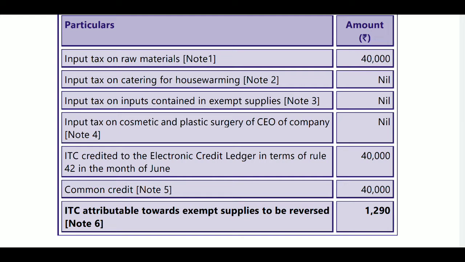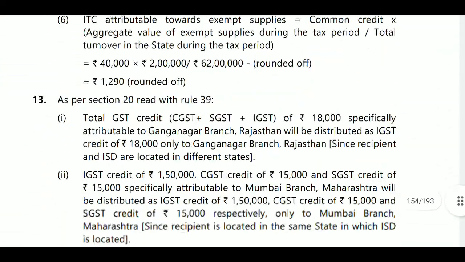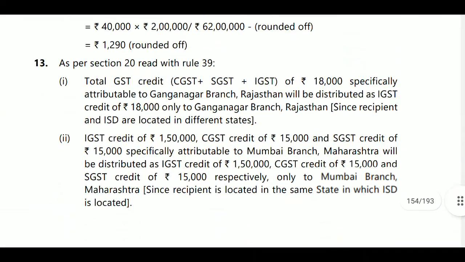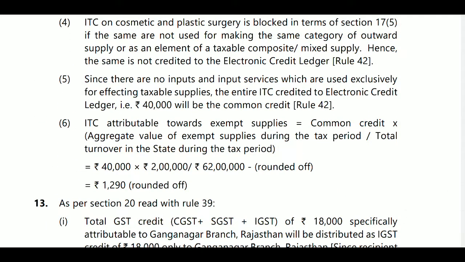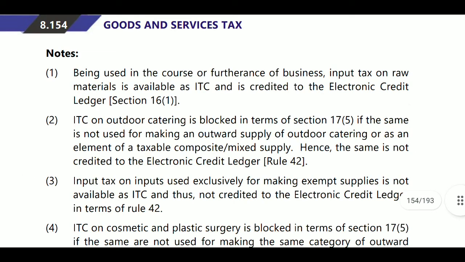This is treated as common credit, and ITC attributable to exempted supplies to be reversed, that is 1,290. How we will get the 1,290? Based on this, see with answer 12th, 40,000 common credit into 2 lakhs will be the exempted turnover. That total turnover will be 60 lakhs plus 2 lakhs, that is 62 lakhs. 1,290 to the extent of exempted will be deducted. Next, note for being used in the course or furtherance of business, input tax on raw material is available as ITC is credited to the electronic credit ledger, so it is used for furtherance of business, that is 40,000 related.